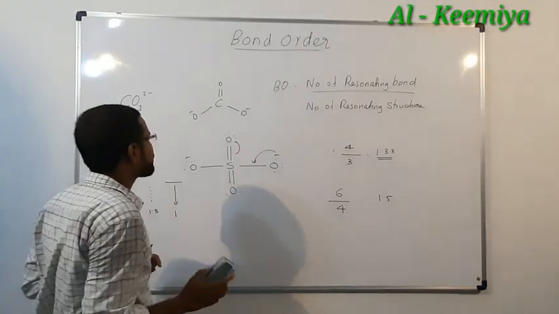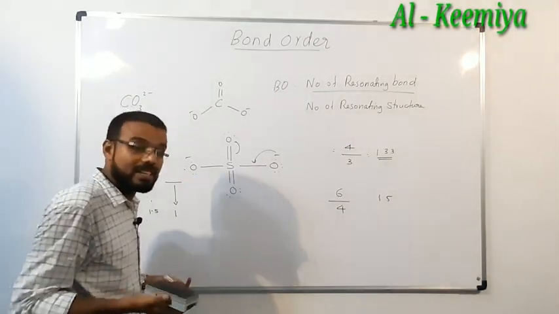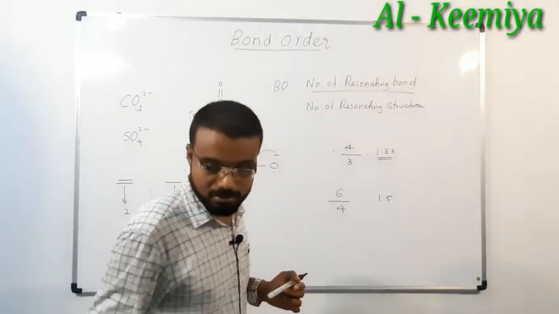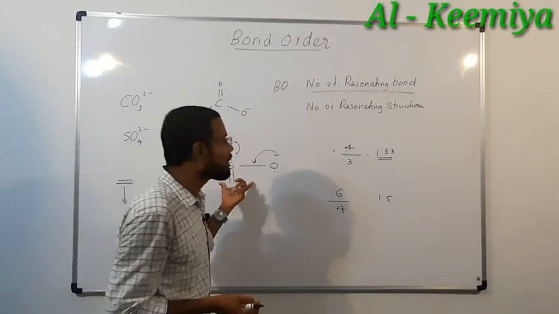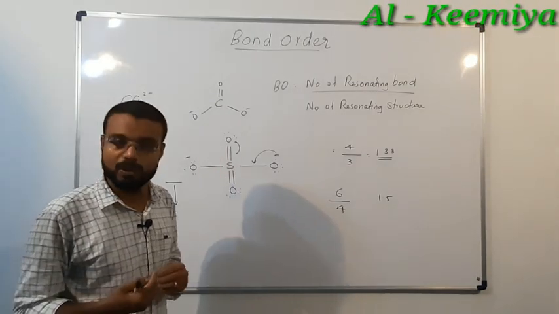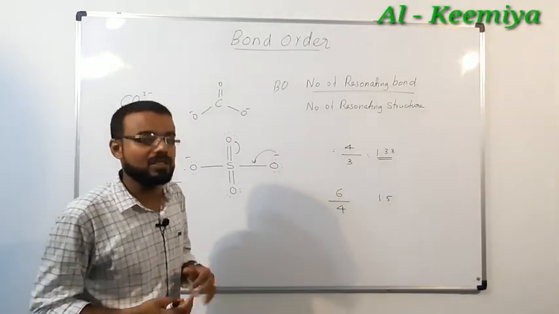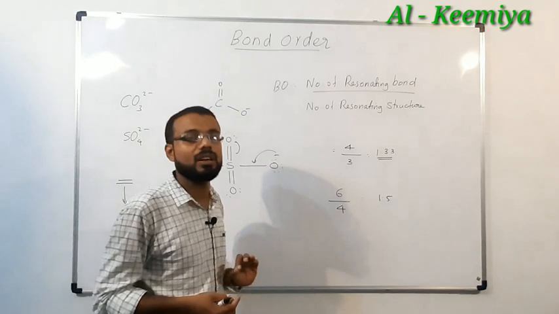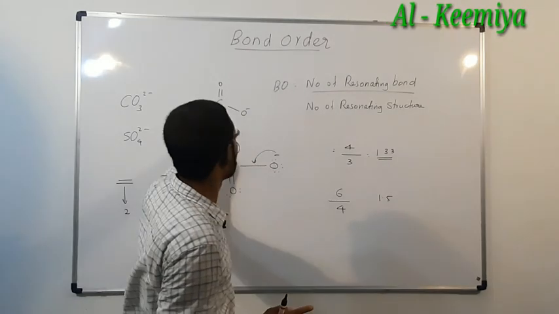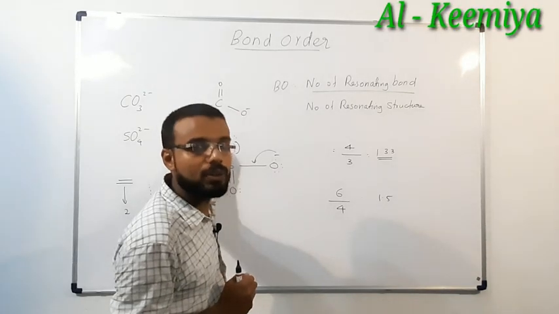In this way we can find out the bond order of any such resonating molecule. But here also we have some difficulty, that is we should know the Lewis structure or resonating structure, then only we can find out the bond order. It is very difficult to remember all the resonating structures, so we have another very easy trick. By that trick we can find out the bond order of all these molecules with no need of Lewis structure or resonating structure. We are going to discuss that now.